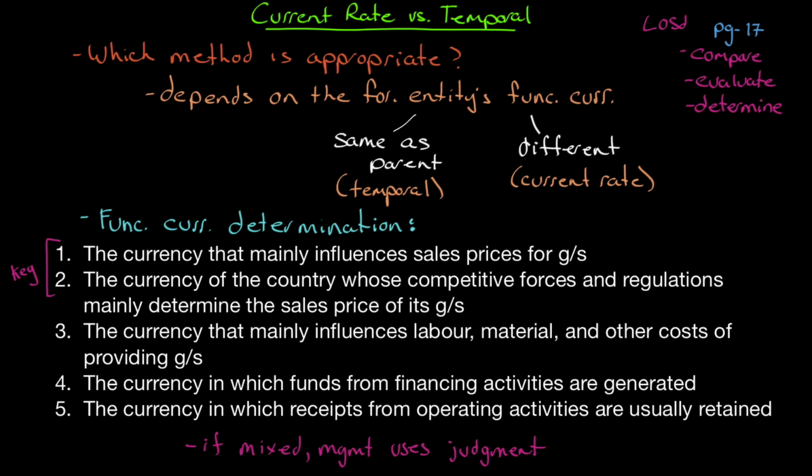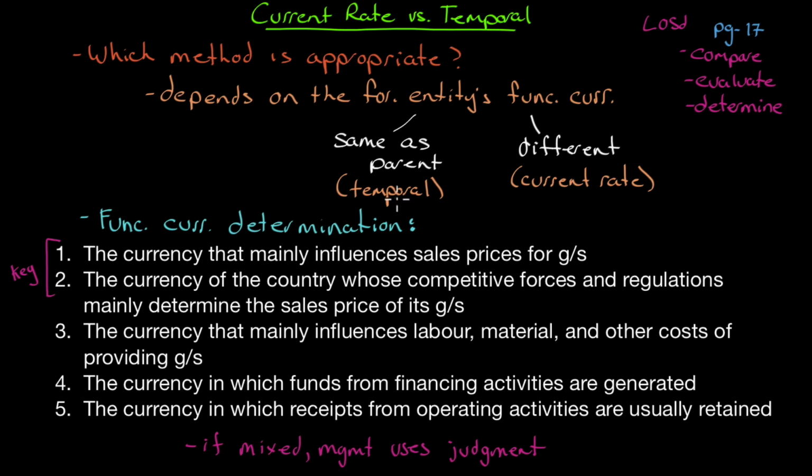Can a company just choose on its own? Oh, I'll use the current rate. Oh, no, I'll use the temporal rate. Can it switch back and forth depending on which one gives it a gain? Well, no, there are rules this time, and that's nice. It depends on the foreign entity's functional currency. So let's say that I'm the parent and I have a subsidiary. The method that I choose would depend on my subsidiary's functional currency. If my subsidiary's functional currency is the same as mine, being that I'm the parent, I will use the temporal method.